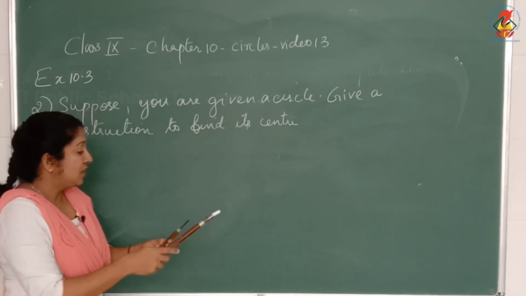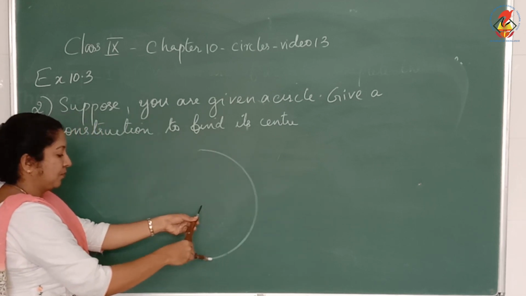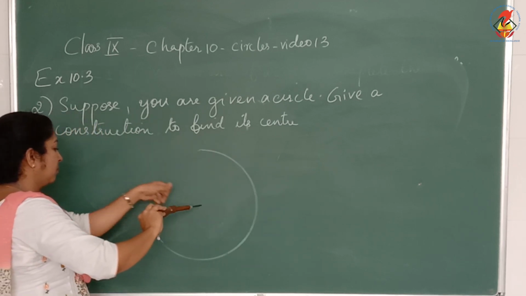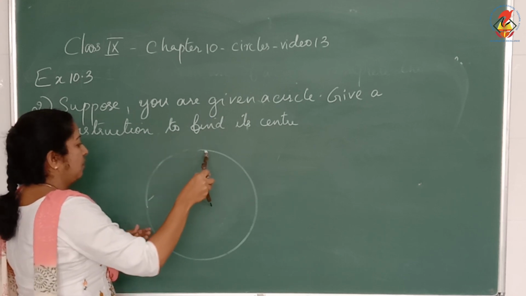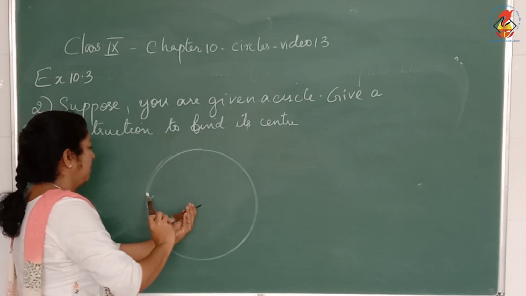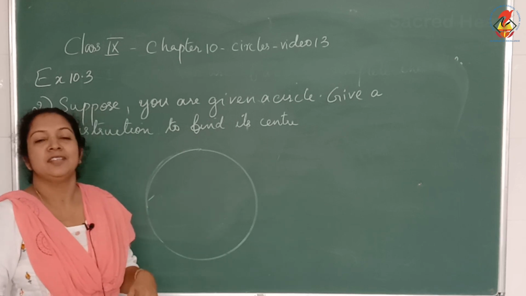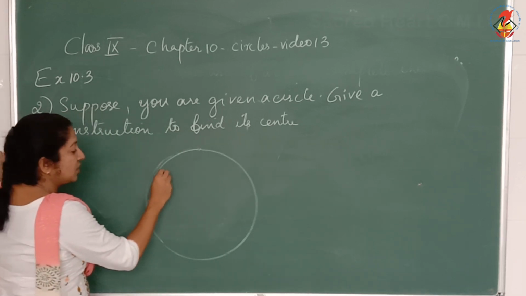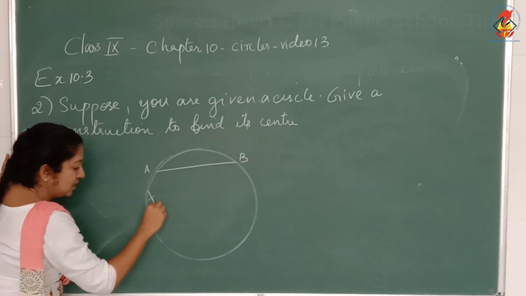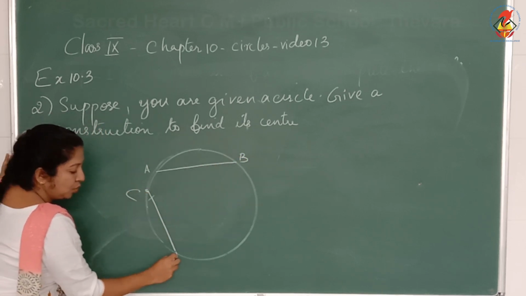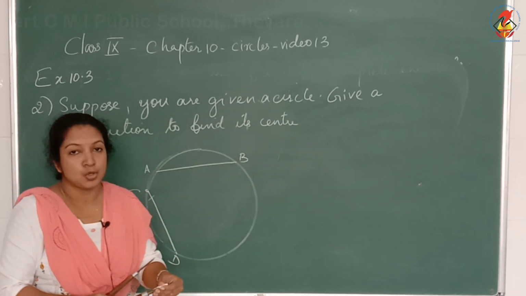So what is given? A circle is given. We have to identify the center. Same procedure. You have to draw two chords AB and CD. Then draw the perpendicular bisectors of these two.